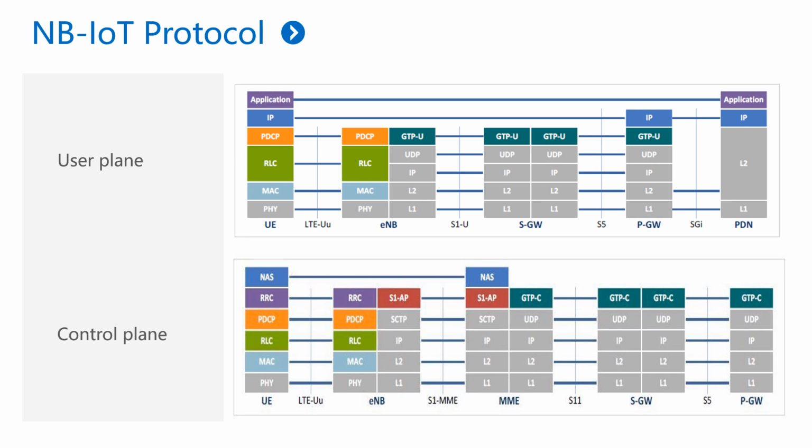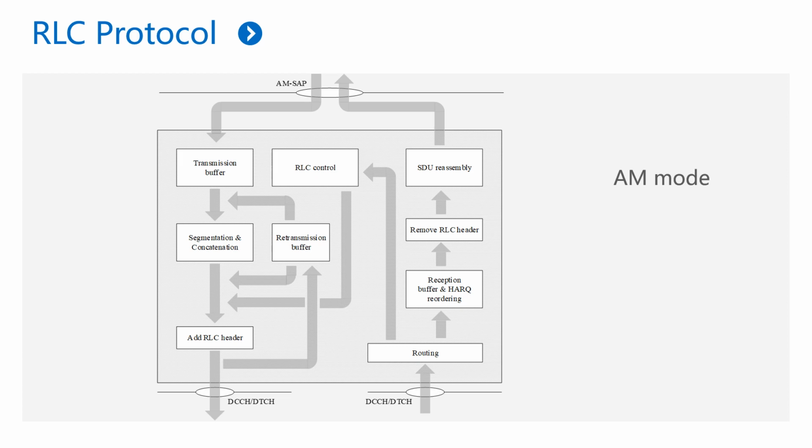The length of RLC PDUs is indicated by the Media Access Control (MAC) layer, and the size of the sliding window and the maximum number of retransmissions are configured by the Radio Resource Control (RRC) layer. This is the workflow of the RLC protocol under acknowledged mode, which is called AM mode. Therefore, data transmission in NB-IoT is basically completed by the RLC layer.